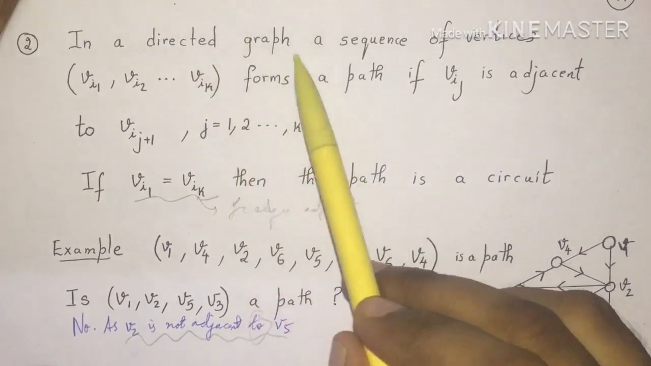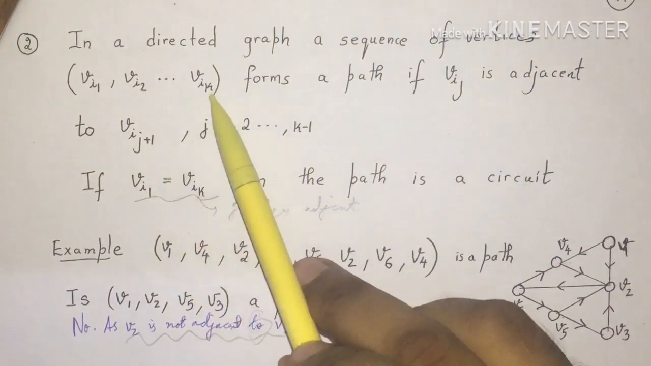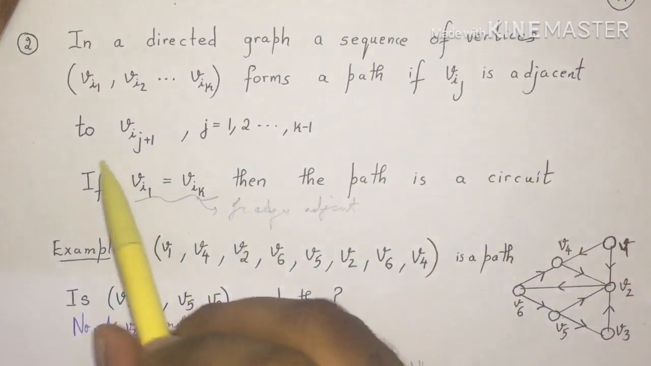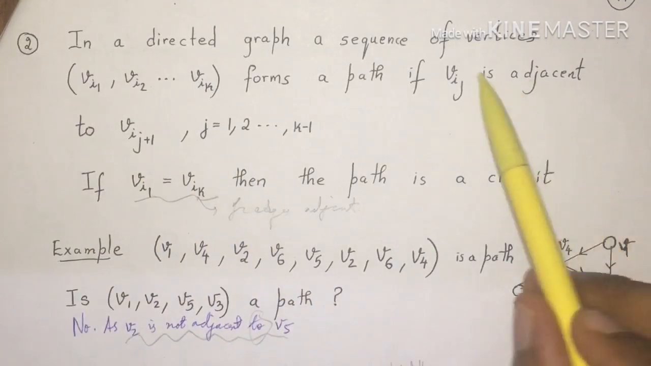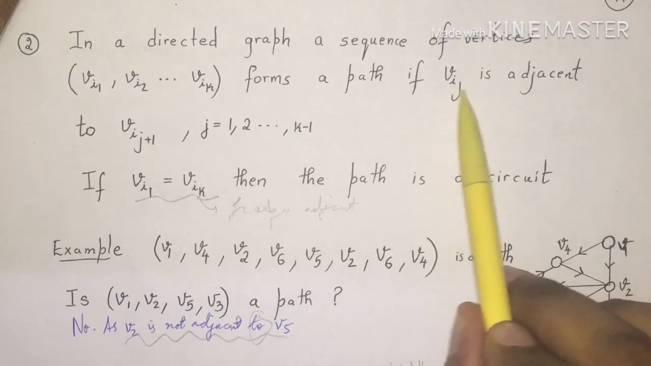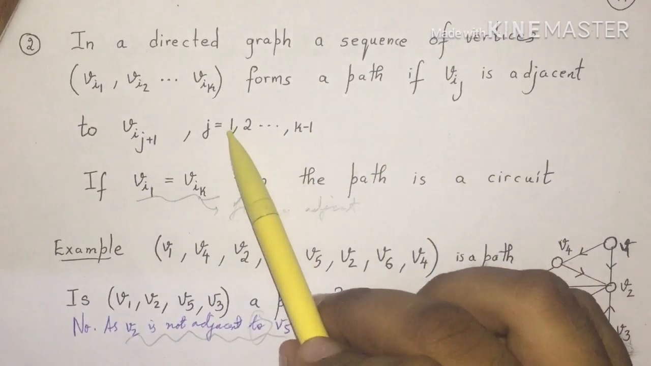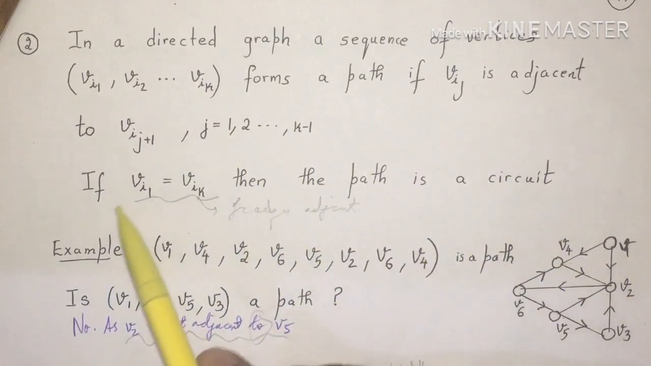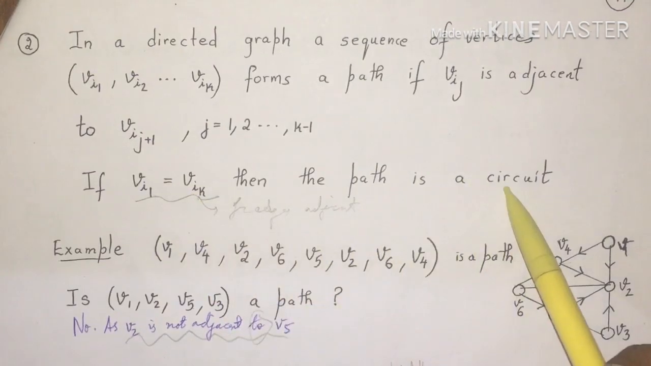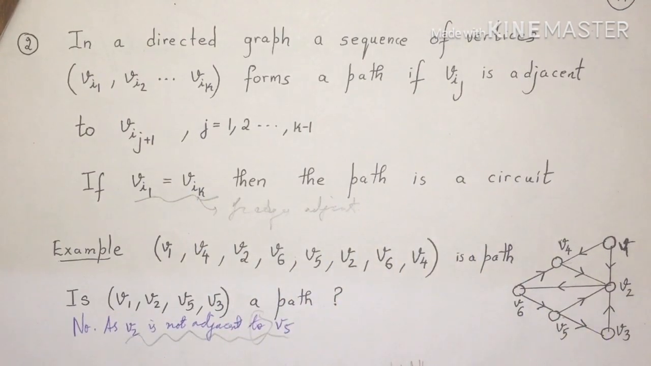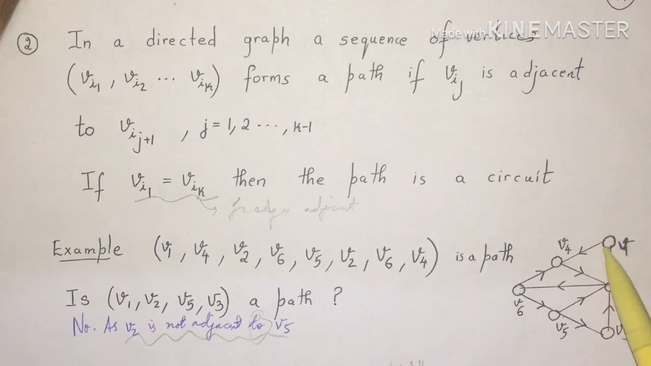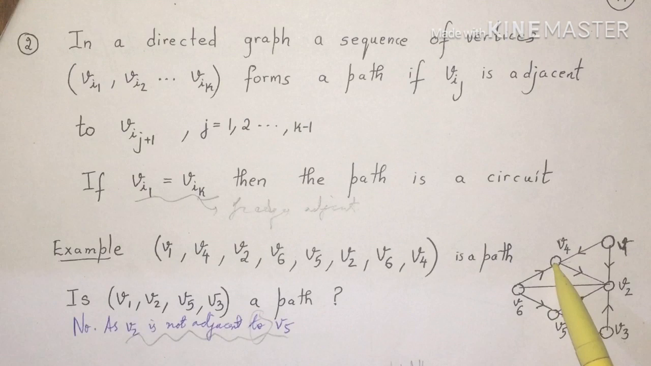Now for a directed graph. In a directed graph, a sequence of vertices vi1, vi2, vik forms a path if vij is adjacent to vij+1. So basically the order is important. So we need to say the previous vertex is adjacent to vij+1, where j takes the values 1 up till k minus 1. And if vi1 equals vik, then the path is a circuit. This is an example. Basically it starts from v1, v4, v2, v6, v5, v2, v6 and v4 is a path.